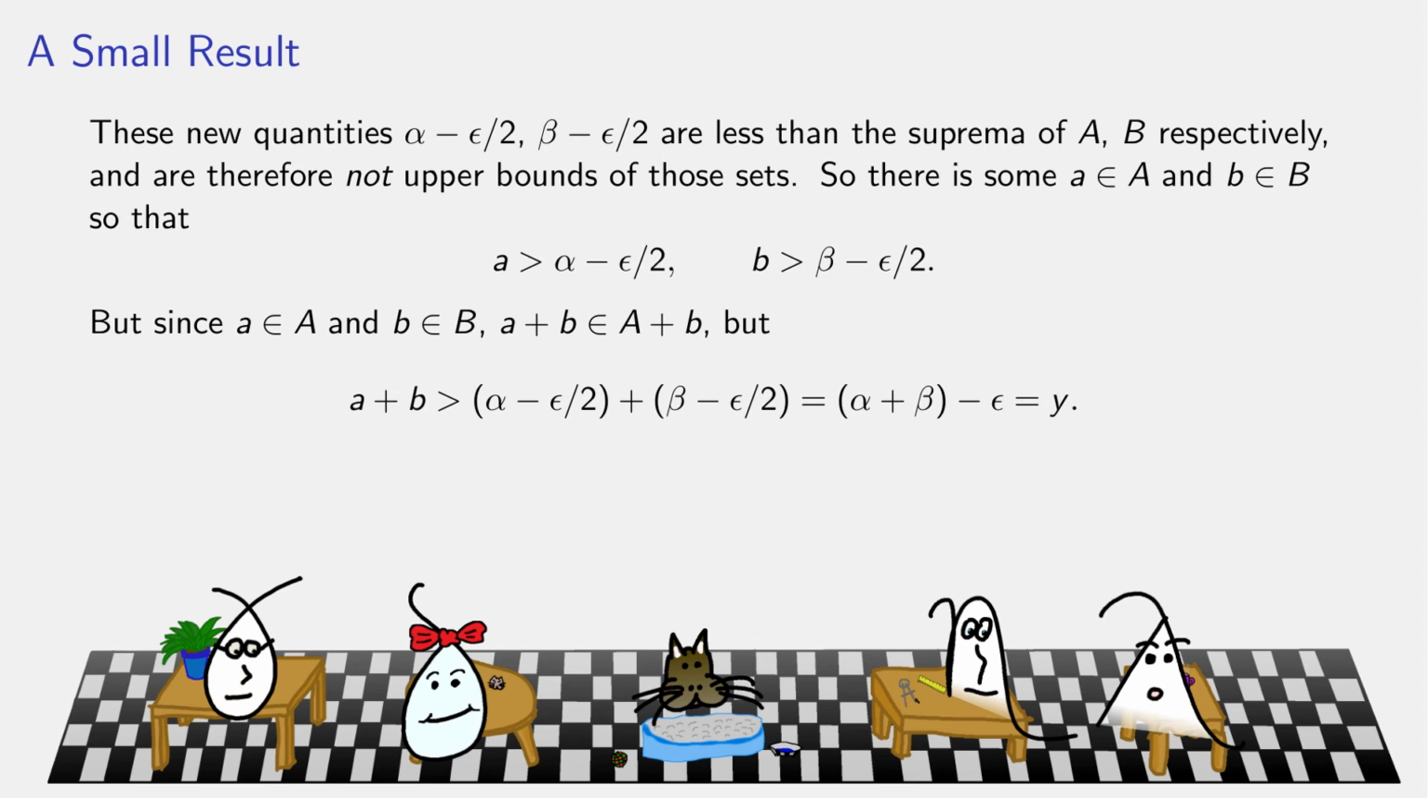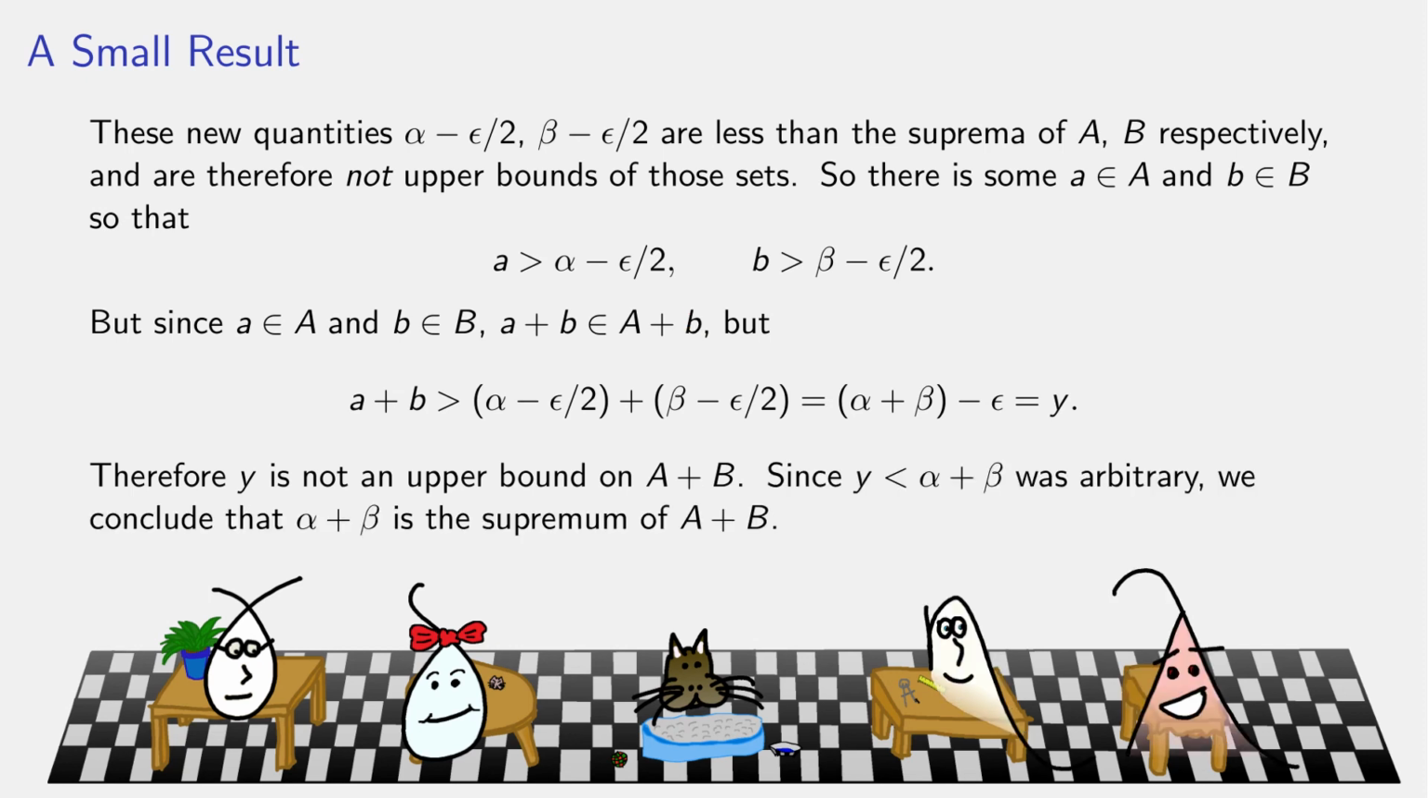So what do we have? There is something in the set A plus B which is bigger than y, and therefore y is not an upper bound on the set A plus B. So not only was alpha plus beta an upper bound of A plus B, nothing bigger than it was, nothing smaller than it was, apologies. So alpha plus beta is an upper bound of A plus B, nothing smaller than it is. That's the definition of being a supremum.